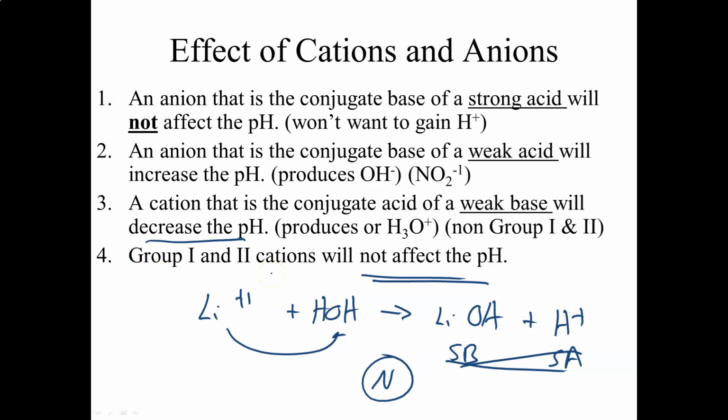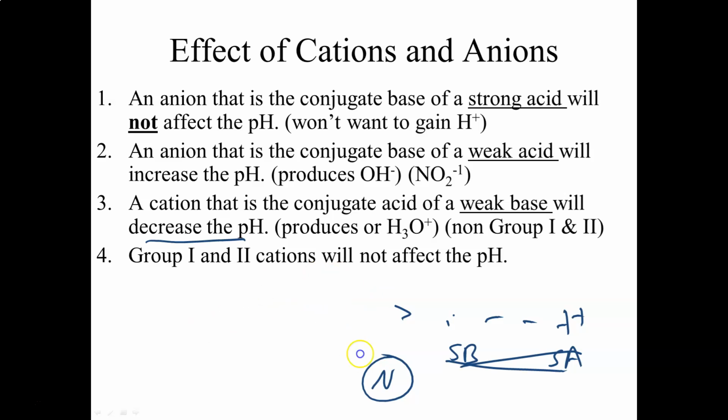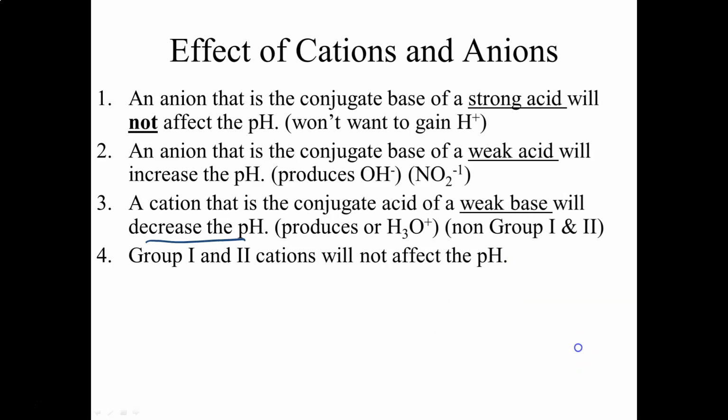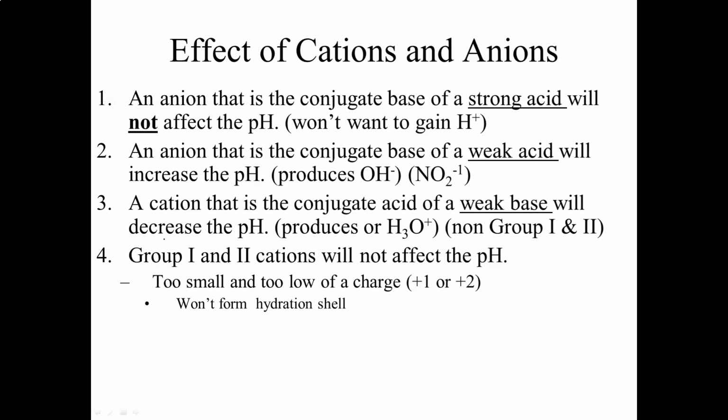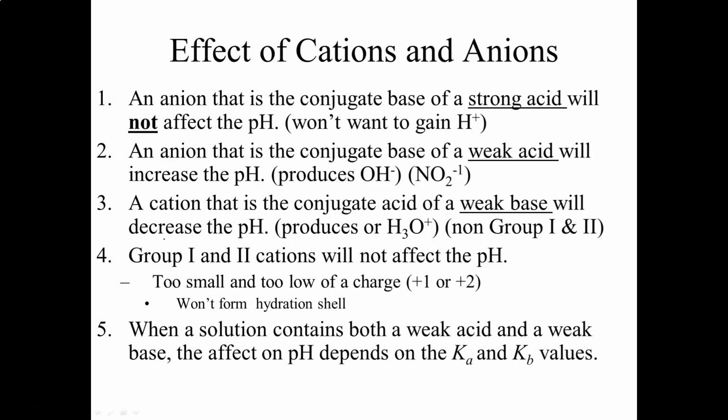They will not make that hydrolysis shell. The charges are too small. So what you'll end up with is just a neutral salt or a neutral ion if you have any of those. Take some practice, and that's the best way to go through this. Do some practice problems, see the patterns, and we'll do these a million times in class. You'll get the hang of it. So let's wrap it up here. Too small and too low of a charge, because group 1 and 2 cations are +1s and +2s, so no hydration shell will be created.